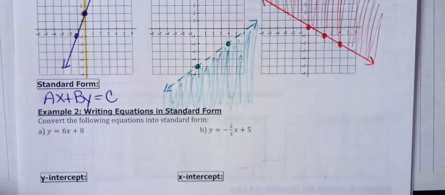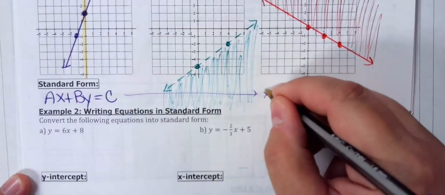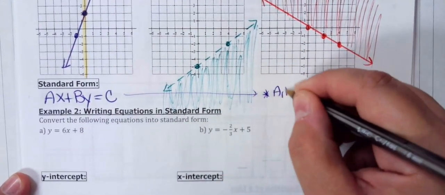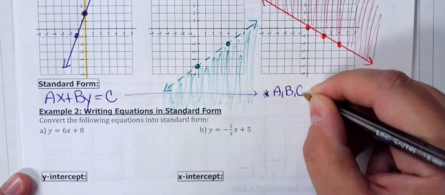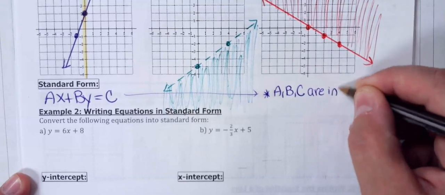Now, I know my shading kind of interrupted this here, but when you have standard form, this is kind of a little nitpicky thing, but A, B, and C have to be integers.